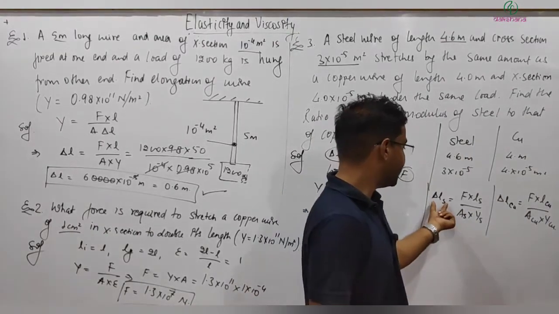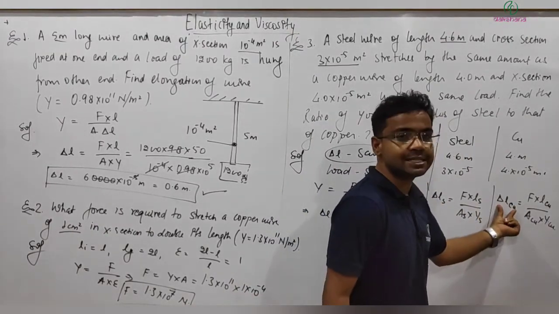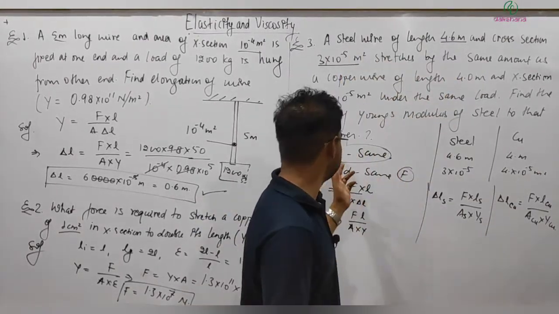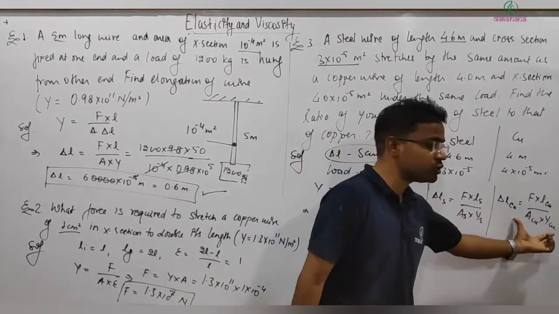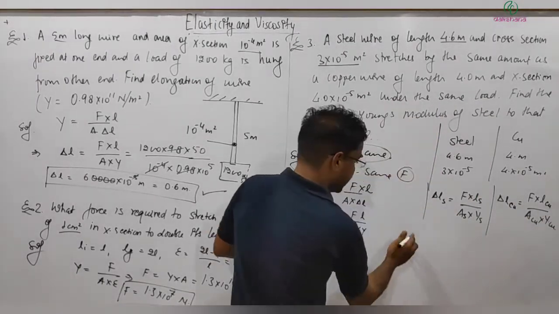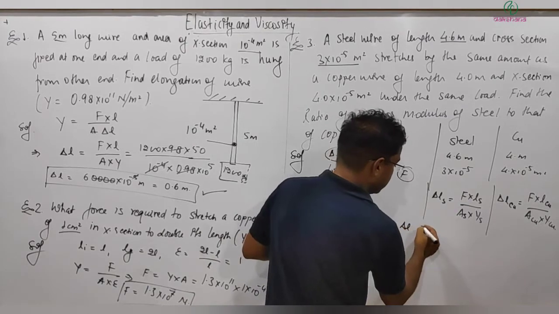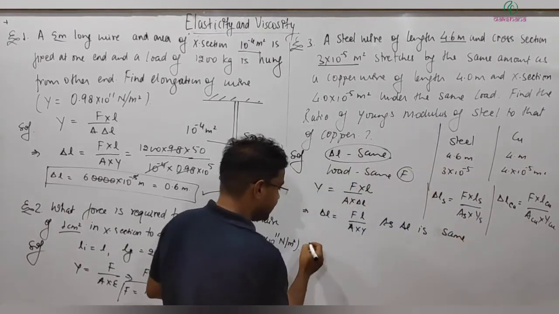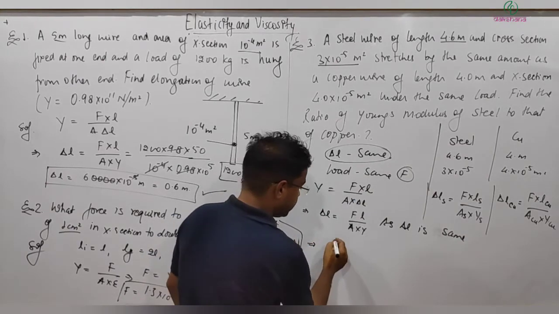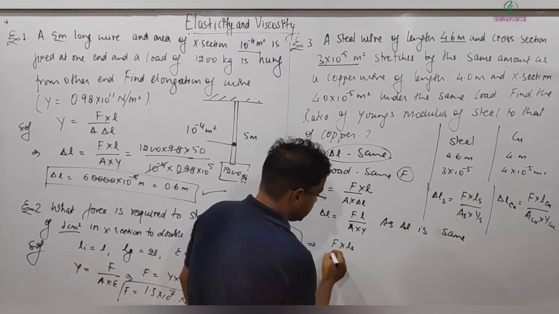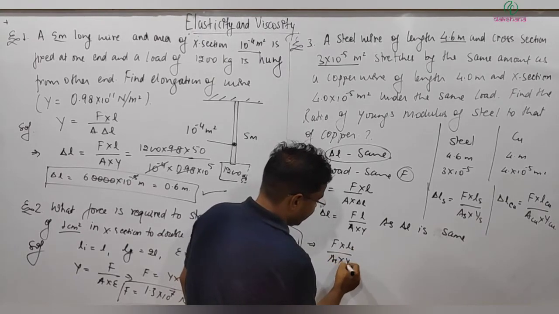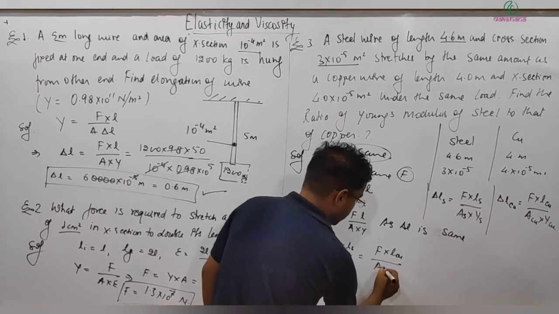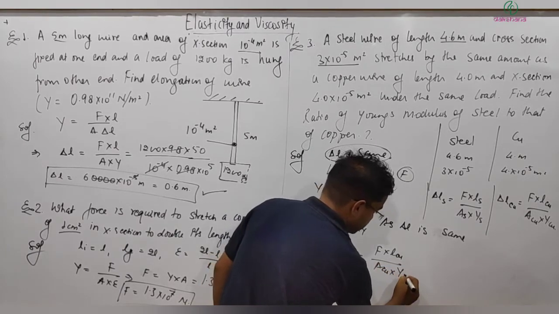Simple. It's given that because the extension stretches by the same amount, delta L is the same, so this quantity should be equal to this. As delta L is same, I can write F into L steel divided by A steel into Y steel should be equal to force into L copper divided by area of cross section of copper into Young's modulus of copper.